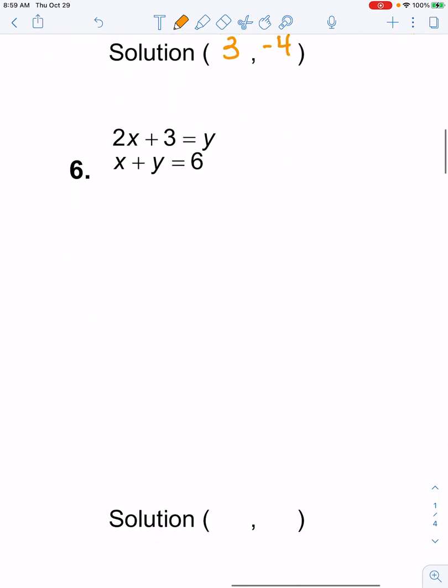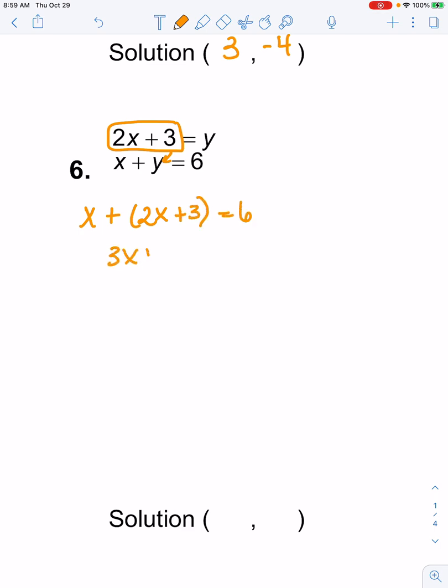Alrighty, number 6, again, same thing. This would be a great one to pause. Try it out yourself, see if you're understanding what's going on, and then just resume to see what answer I get. So I want to use substitution. I see that this y is by itself. So that means I can plug in x plus, instead of y, I'm going to write what y is equal to, which is 2x plus 3.